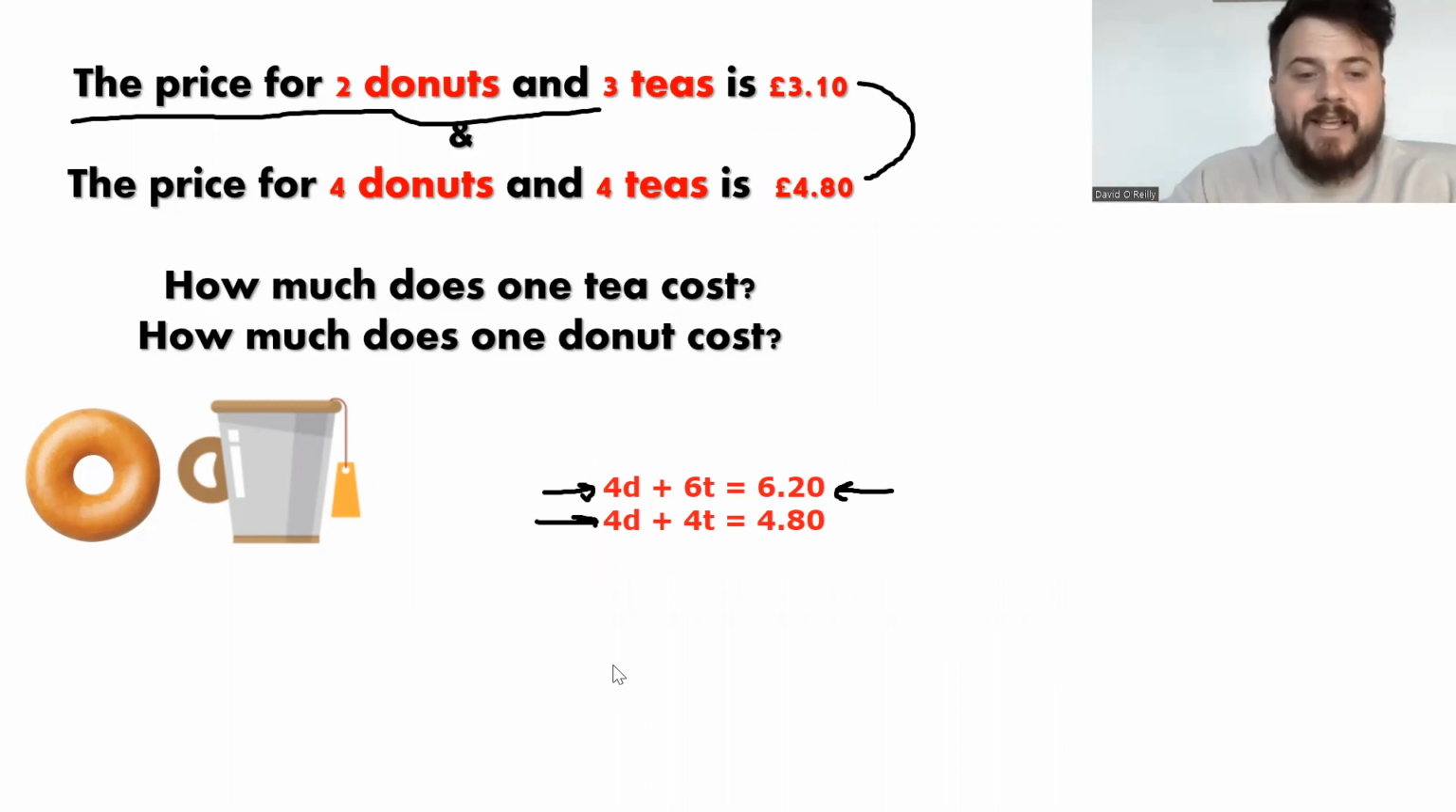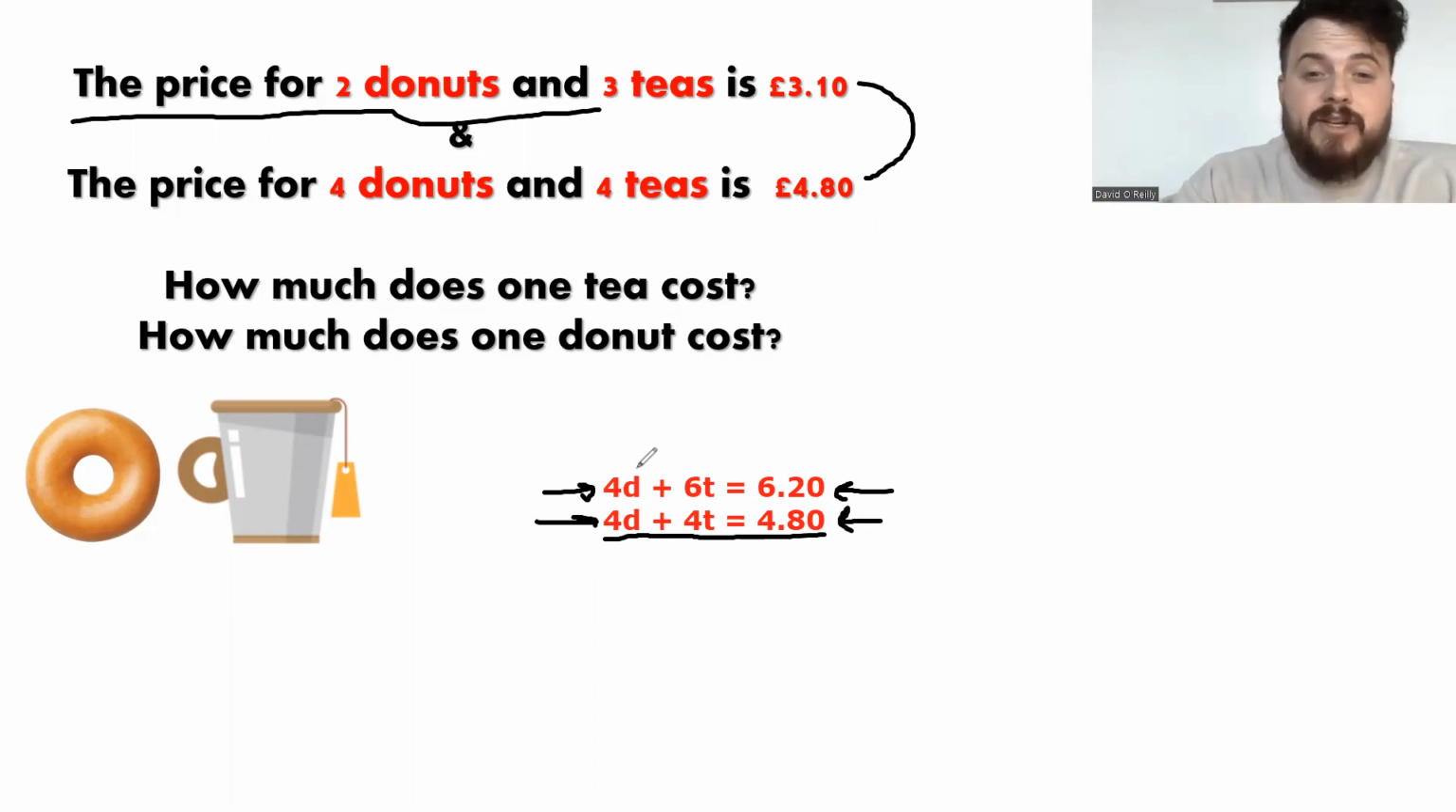Okay. And the next step is this. I need to look for the lowest value. So do you see I've got 620 up here and 480 down here. The lowest value, which is the 480, and subtract it from the highest value. So the bottom statement is the lowest value. I'm going to subtract it from the top statement because that's a higher value.